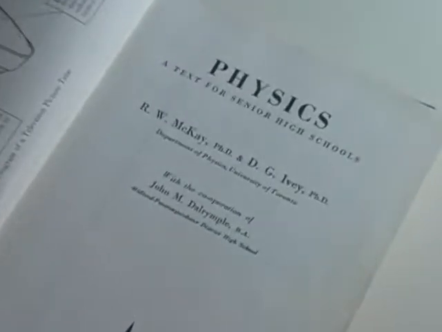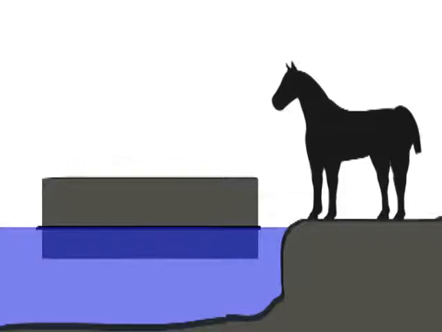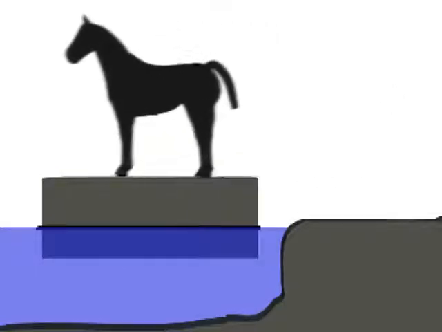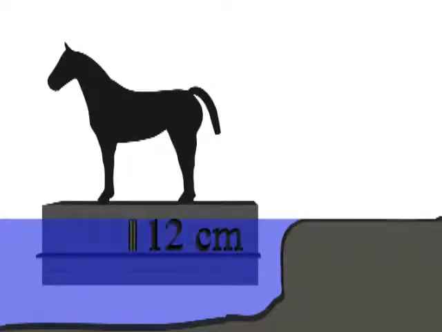When first studying physics many years ago, our instructor posed this question. A rectangular barge, 300 centimeters long and 200 centimeters wide, floats at the edge of a freshwater lake. A horse jumps into the barge, and the barge sinks 12 centimeters. How much does the horse weigh?